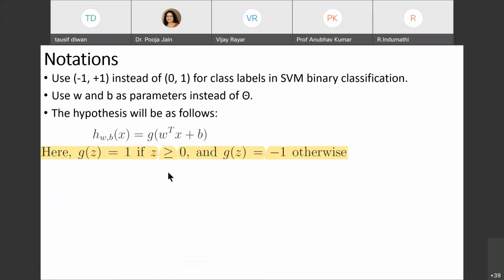The intuition is exactly the same. g of z is predicted as 1 when z is positive. If z is negative, then it is predicted as -1. Exactly the same thing that we did in the previous slide. When z is positive, we were predicting +1, and if z is negative, we were predicting 0. But instead of 0, which label are we using here? We are using -1. So when z is negative, we predict -1.